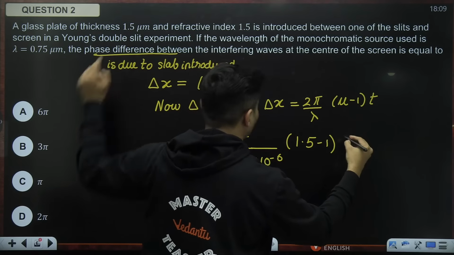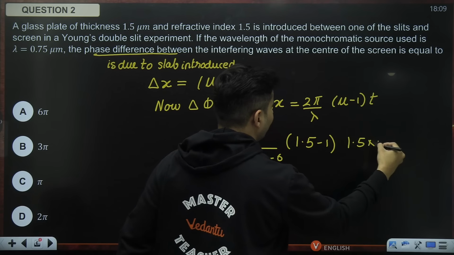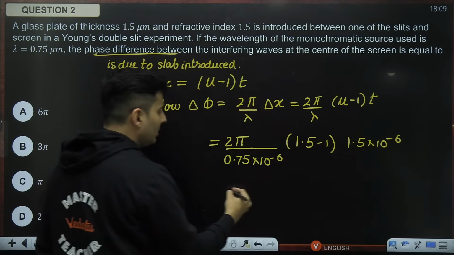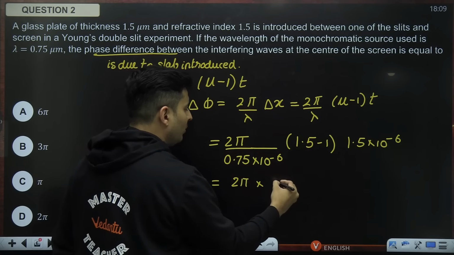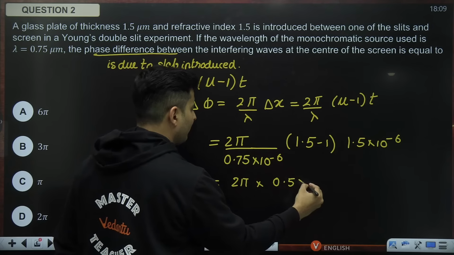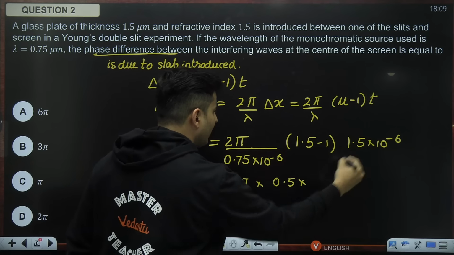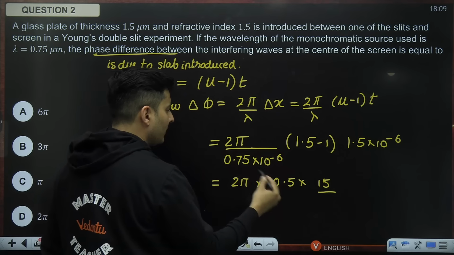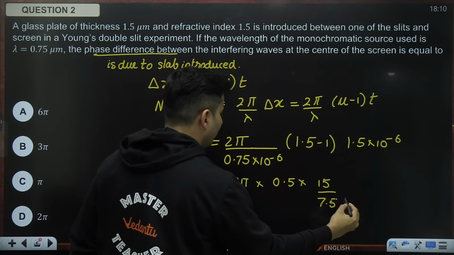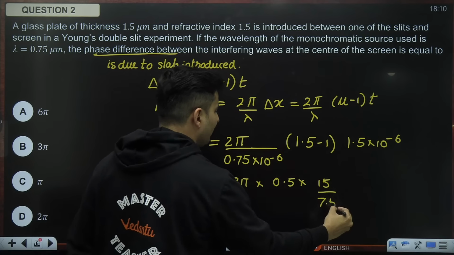And thickness is 1.5 micrometers. So 1.5 into 10 to the power negative 6. 10 to the power minus 6 and minus 6 will cancel, so 2 pi will be remaining. 1.5 minus 1 is basically 0.5. And you have 1.5. Shift the decimal, it will become 15. And shift the decimal over here. This will become basically 7.5.